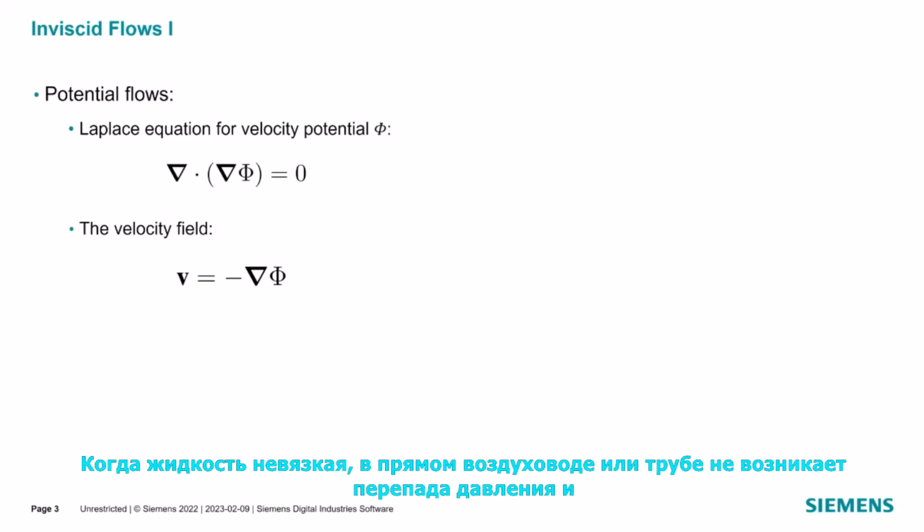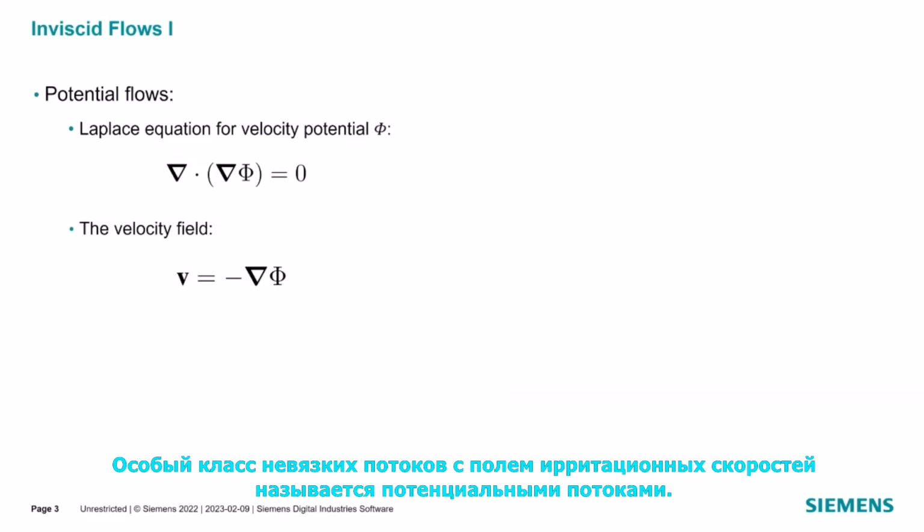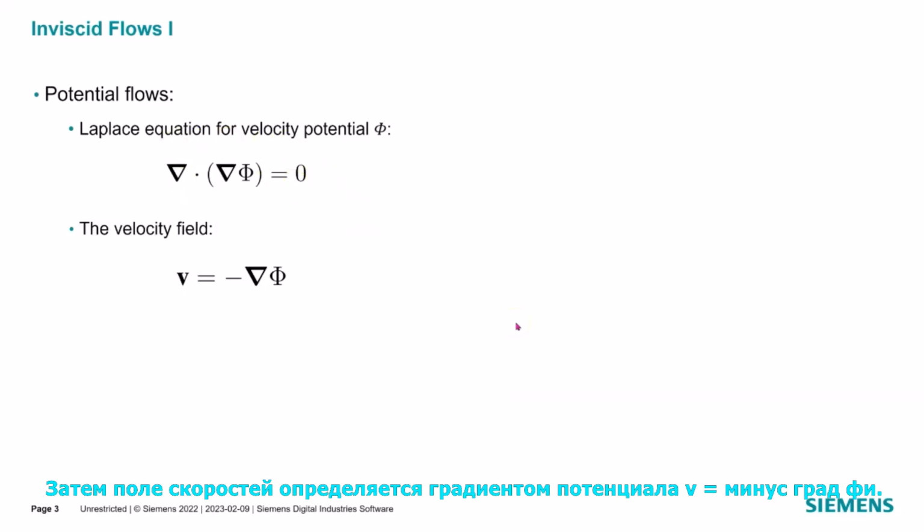There is no pressure drop in a straight duct or pipe, and no forces on submerged bodies when the fluid is inviscid. A special class of inviscid flows with an irrotational velocity field are called potential flows. They are described by a single Laplace equation for the velocity potential phi. The velocity field is then defined by the gradient of potential, V equals minus grad phi.